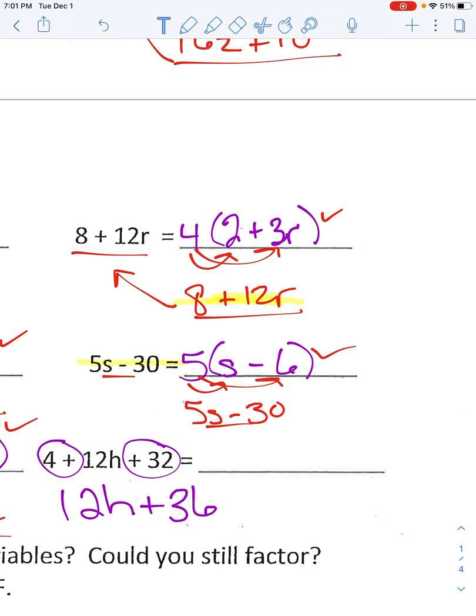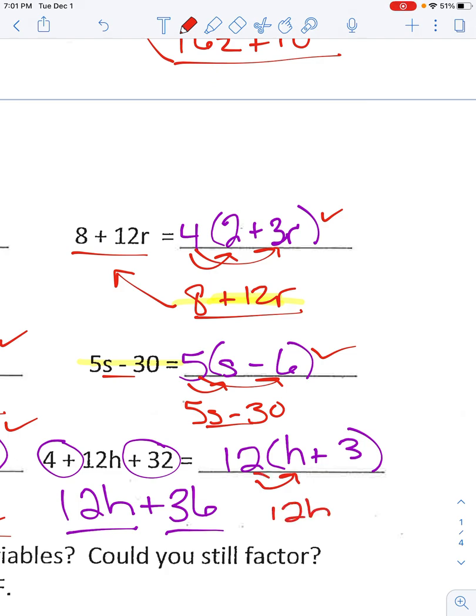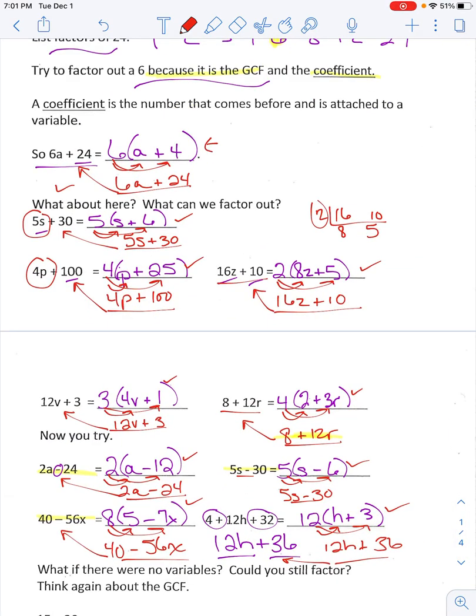Erase that so I've got some room. All right, so I'm going to factor out a 12. 12 divided by 12 gives me h. 36 divided by 12 gives me 3. Double check, make sure it makes sense. 12 times h is 12h. 12 times a positive 3 is a positive 36. So I must be right.